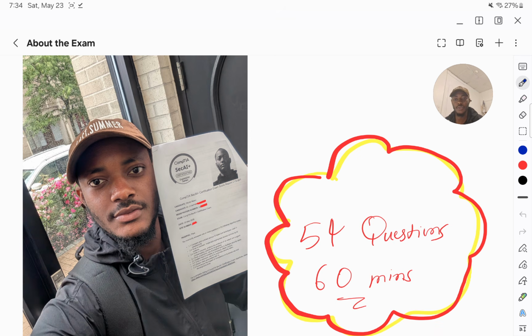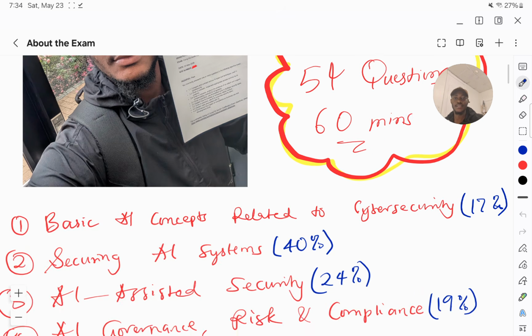So who is this exam for? This exam is essentially for people who are solution architects, developers, software and security engineers. This exam, or this journey, is for you to experience. And what is inside the exam?